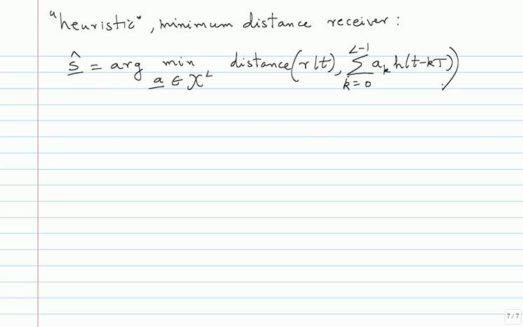All right, some kind of distance. I have to define distance between two continuous-time signals, right? So r(t), which is the signal I got, and some signal that I have to generate. So how many such signals do I have to generate?